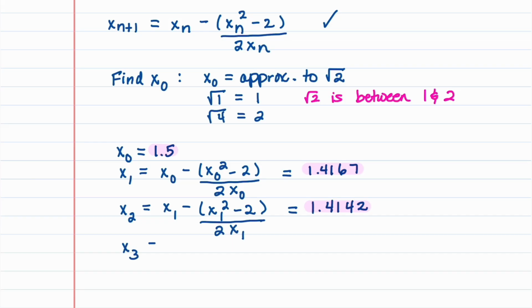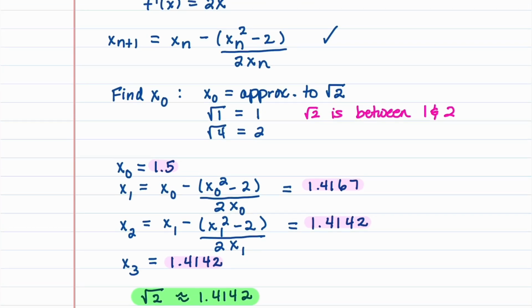x3 is equal to the same type of formula. I'm not going to write it down. You just take x2, plug it into the formula, and here's what you get. You get 1.4142. Notice that this solution is the same as x2. So that means that this solution is accurate to within 4 decimal places. We can then say that the square root of 2 is approximately 1.4142.